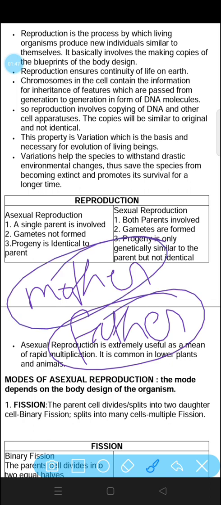The inherited features are passed from generation to generation in the form of DNA. It is passed in the form of DNA through the chromosomes. Reproduction involves copying of DNA and other cell apparatus. Other cell apparatuses, like different cell organelles, are also copied. The copies will be similar to the original and not identical. They are not exactly copies, they are just similar to the parents.